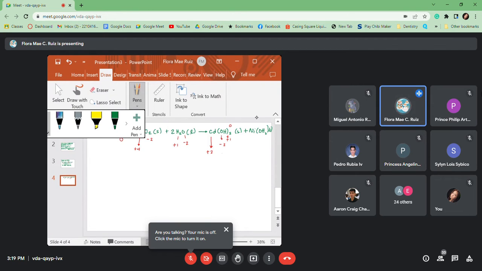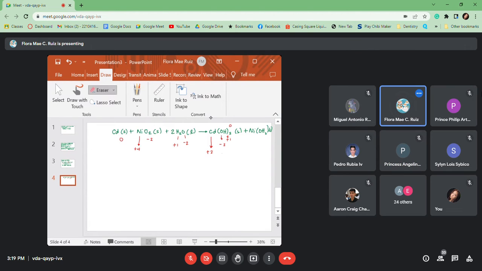Next, the same. This should be Ni(OH)2. Okay. This should be plus 1 and this should be -2. So the same as what we did with Cd(OH)2, nickel should then have +2 oxidation state.